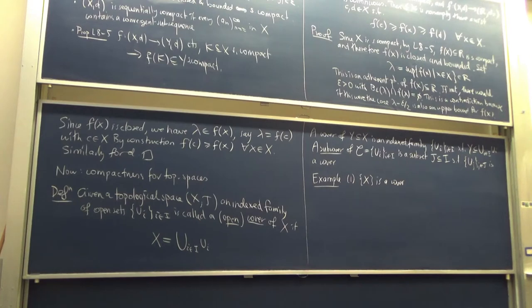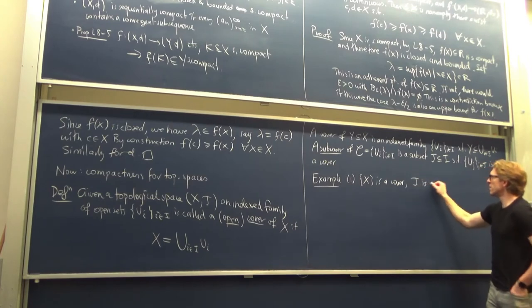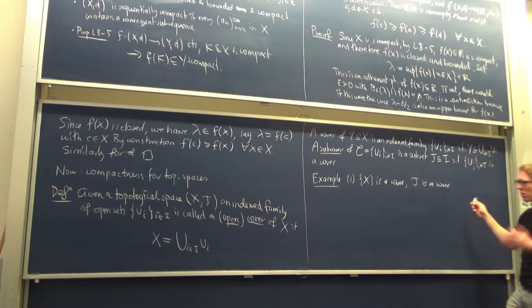The set X itself is a cover. T, the collection of all open sets, is also a cover, since it contains X. If I take a cover and throw in some more things, it's still a cover. So it's not difficult to produce covers.